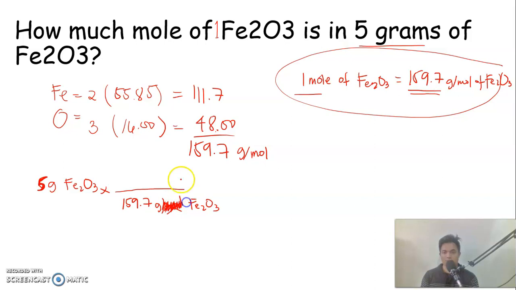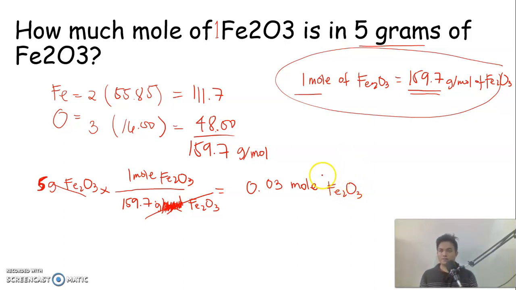So we'll have a similar approach, and then you'll have here 1 mole of Fe2O3. So cancel grams of Fe2O3, cancel this one, and you're left with the mole. This will be your unit. So 5 times 1 divided by 159.7. The number of moles for this one is 0.03. It's barely 1%. So you'll have 0.03 moles of your Fe2O3, or iron trioxide. So moles of iron trioxide.